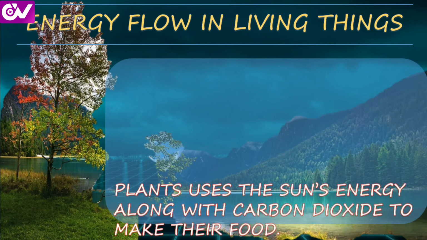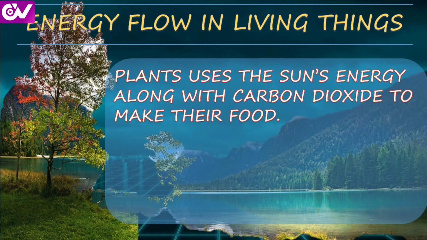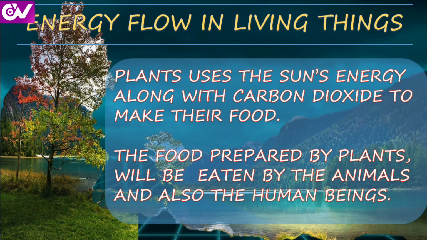Energy flow in living things. Plants use the sun's energy along with carbon dioxide to make their food. The food prepared by plants will be eaten by the animals and also by human beings, as we are taking the plants, fruits, and vegetables obtained from the trees as food. Here, the plant produces food by the usage of sun's rays and the carbon dioxide that it gets into it. While we are eating those foods or vegetables from those trees or plants, we gain energy. So we are depending on plants and plants are depending on nature. This is known as an interdependent relationship.